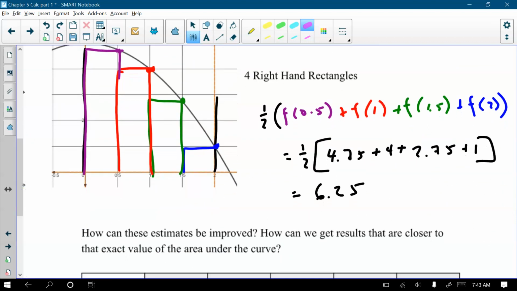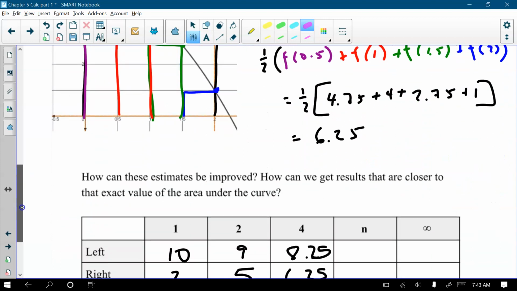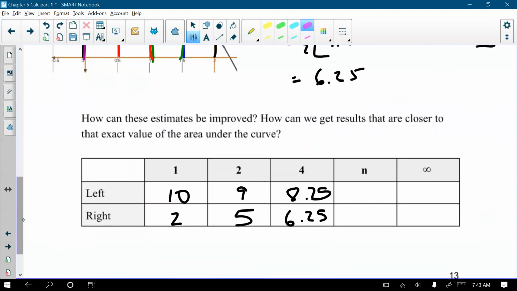Here's the 4 right-hand rectangles. And again, same process. It looks like the graph will look like this. And the answer should be 6.25. I'm not going to explain why for each one. Please talk it over with your group members for why. And those are our table values.